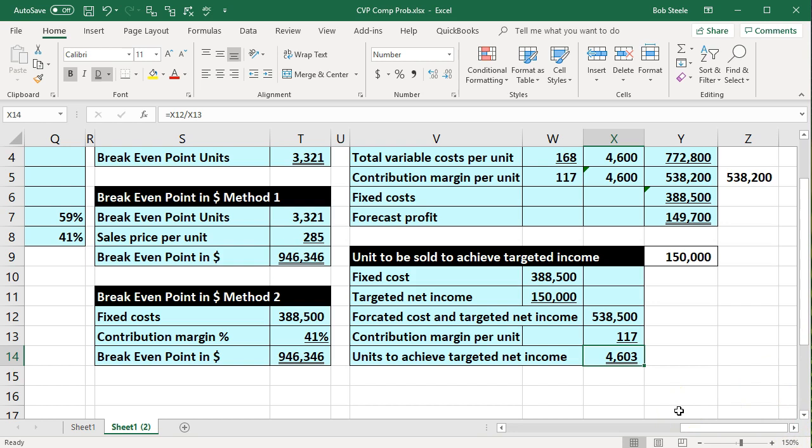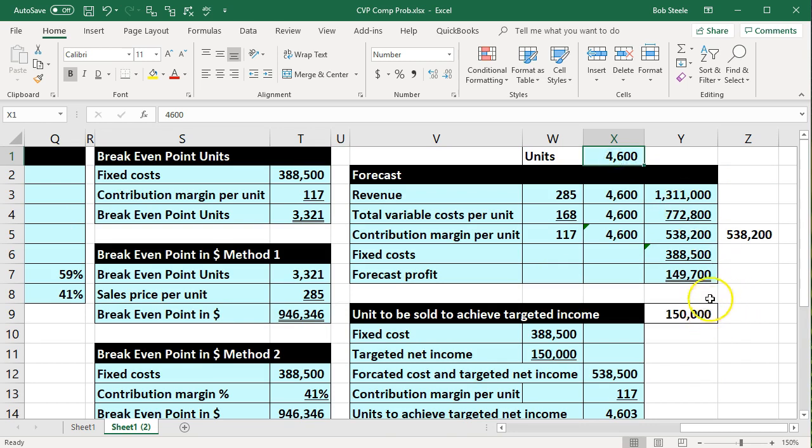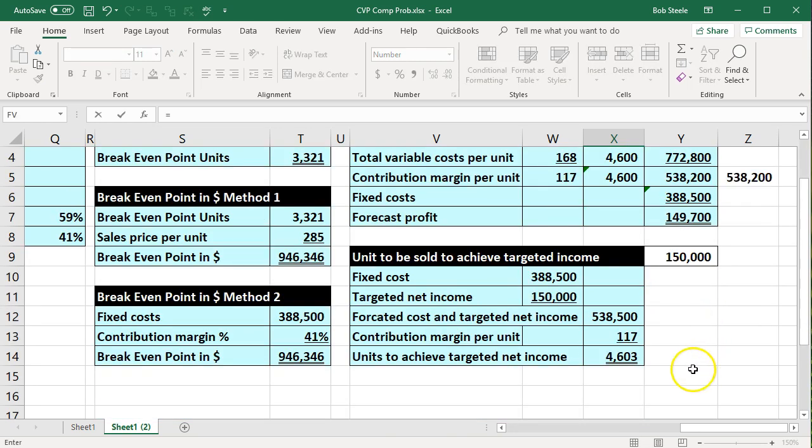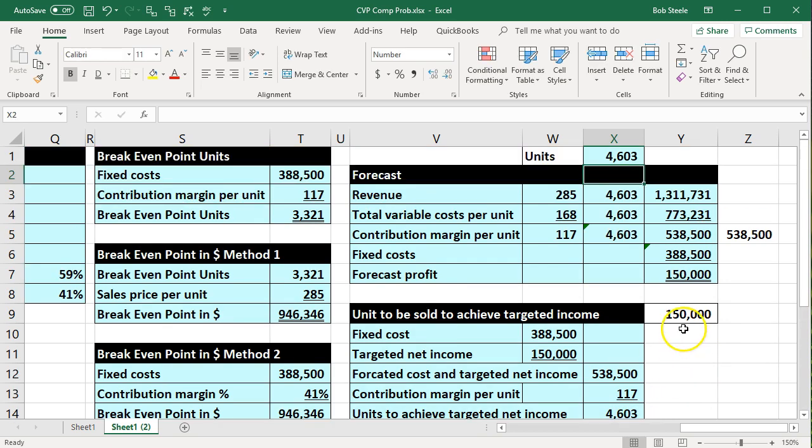Now, if we wanted our break-even point in terms of sales, we can apply these two methods in a similar fashion as well to figure out the sales number that would be needed. And notice we can kind of do that up top too. If I say that we want this, it's pretty close here, right? If I said this equaled the 4,603, then of course we would get our net income of 150,000. So we'd have to sell 4,603 to get to 150,000. Our revenue that we would need then is this 1,311,731, which of course is this number times the sales per unit, the revenue per unit.